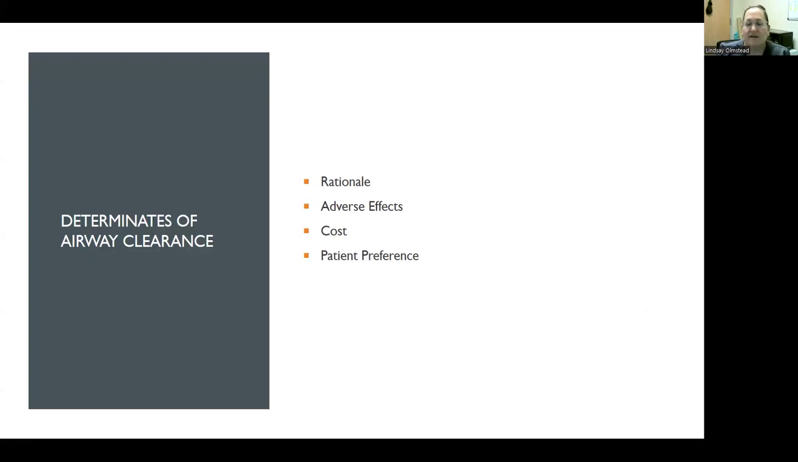And then patient preference. Again, you get that patient who needs it but doesn't really want to do it. So what's the best one to get them the best benefit? Okay, those are just some things to think about when you're determining airway clearance.